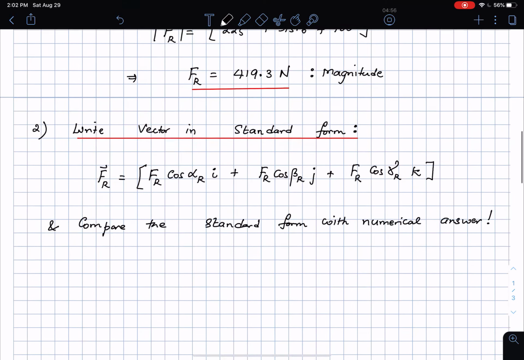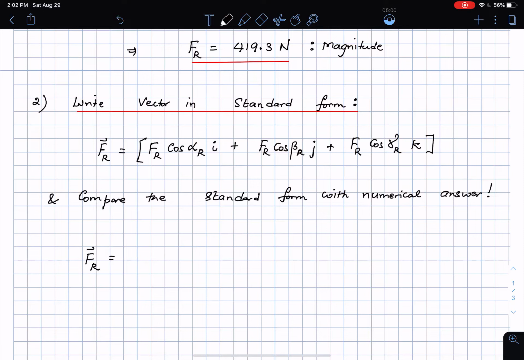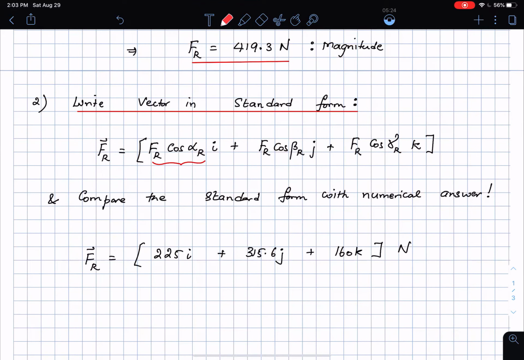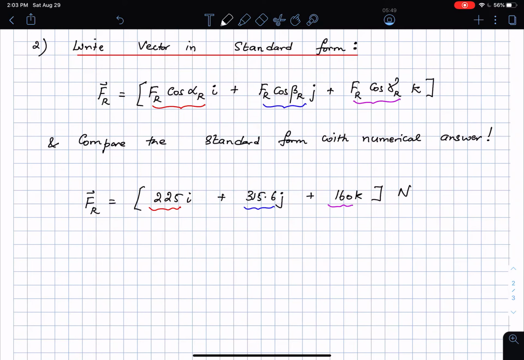Okay, and I'm going to write that right underneath here. So the numerical answer that I had was 225i and then 315.6j, and I had it as 160k, so many newtons. And it is fair to see the following. The quantity that I have underlined here is going to be the same as the quantity that I have here, because these two vectors are the same, right? Likewise, the quantity that I have underlined here is going to be the same as this particular quantity. And likewise, the third quantity that I'm underlining here is going to be the same as that quantity there. So just by comparing the two, we end up getting the following.